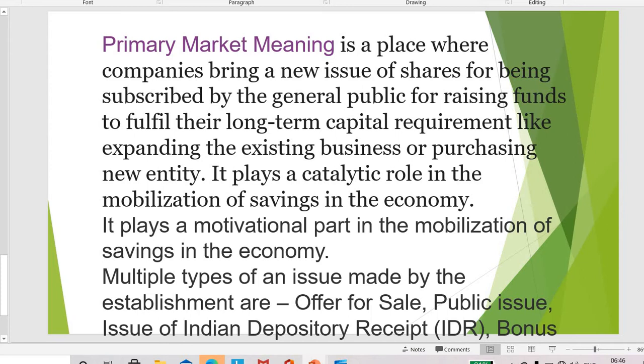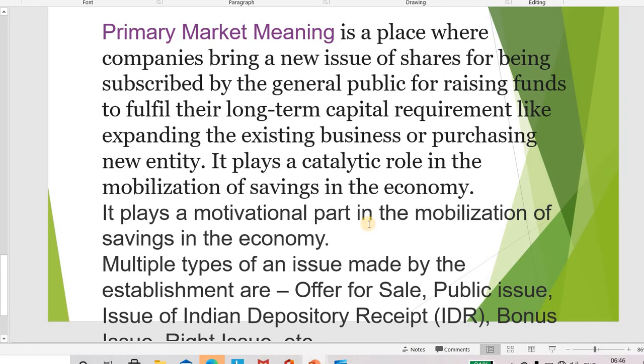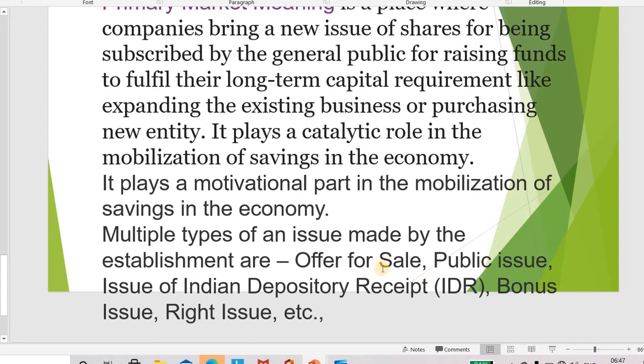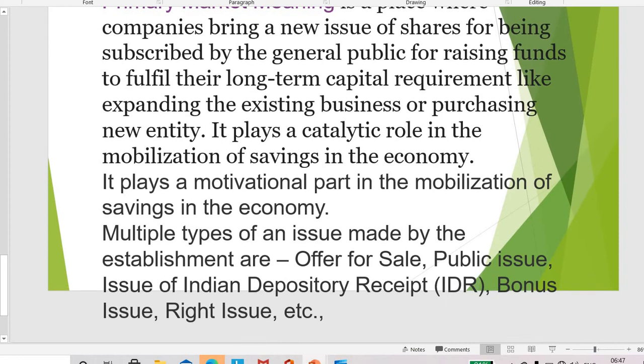It plays a catalytic role in mobilization of savings in the economy. It helps to mobilize savings, and multiple types of issues made by the establishment are offer for sale, public issue, issue of Indian depository receipt, bonus issue, right issue. These are the issues by the capital market or primary market.